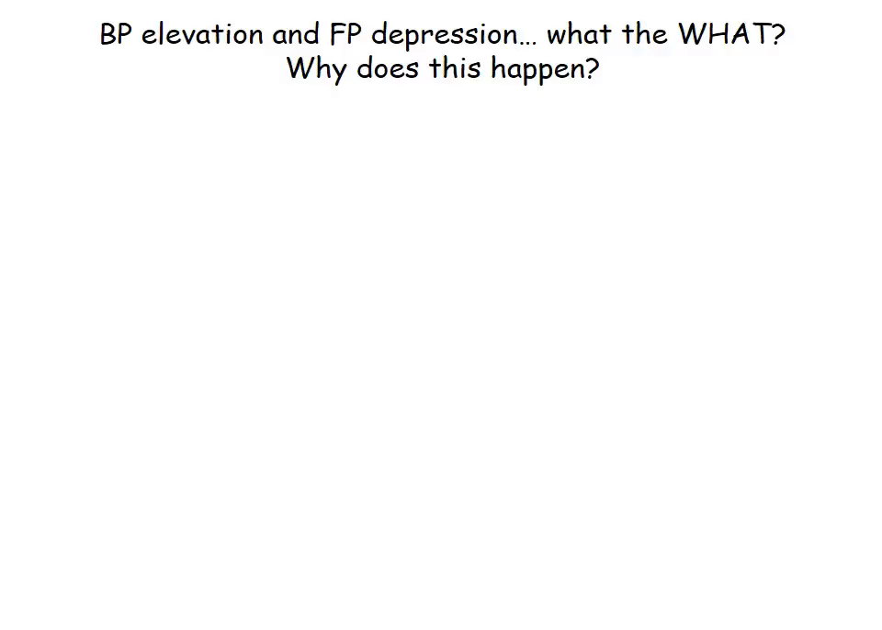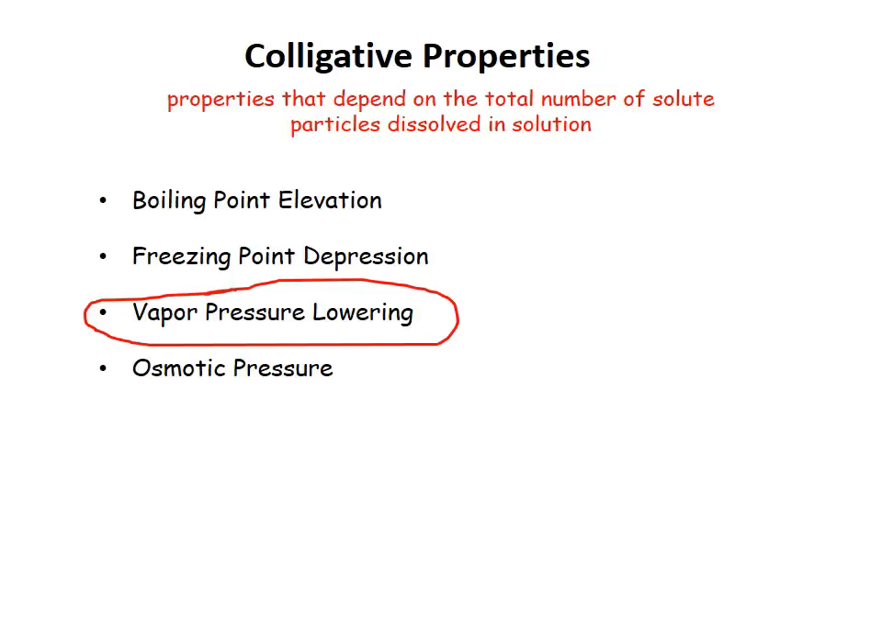Now let's talk about why this occurs. Why is the boiling point elevated? Why is the freezing point depressed? And before we talk about that, we need to first talk about vapor pressure lowering, because vapor pressure lowering is the reason why boiling point is elevated and freezing point is depressed. Vapor pressure lowering is on our list of colligative properties, so that's going to be the next one we talk about. And then we'll come back to boiling point and discuss why vapor pressure affects boiling point.